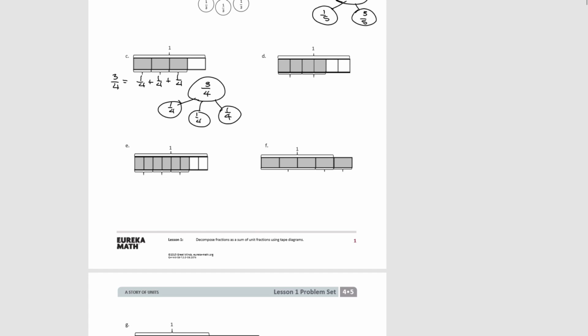D. Okay. For this one, our 1 is divided into 6 equal-sized pieces. So our unit fraction is 1/6. Here we've bracketed 2/6. And here we've bracketed 2/6 for a total of 4/6. And our number bond 4/6 is equal to 2/6 plus 2/6. Pause the video and try E.